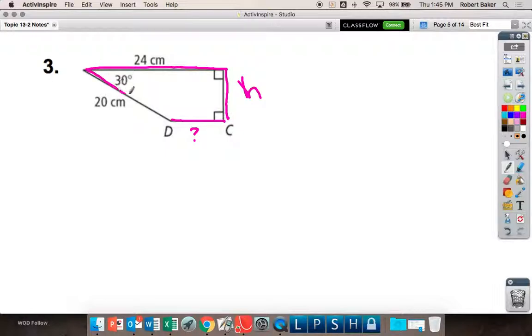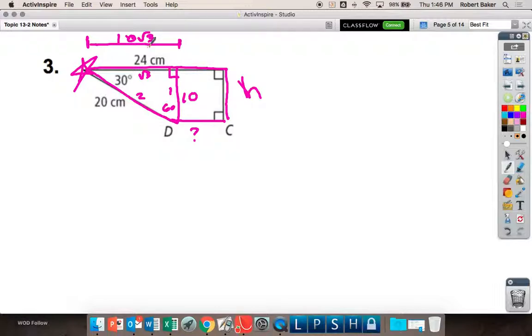Well, right here is a 30, 60, 90 right triangle. So if this is where the 30-degree angle is, this is my one side, this is my hypotenuse, and this is the square root of 3. So 1, 2, square root of 3. To go from the 20 side to the 1 side, you divide by 2. That means that their height is 10. And to go from your short leg to your long leg, you multiply by the square root of 3. So this distance right here is 10 square roots of 3.